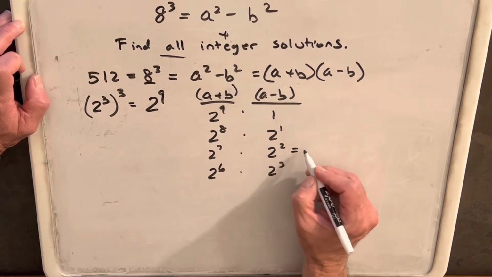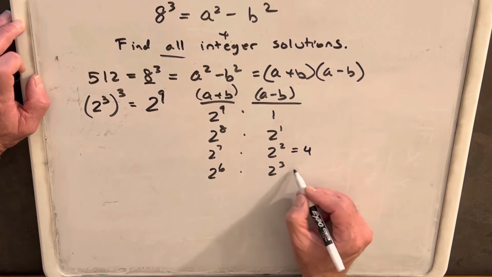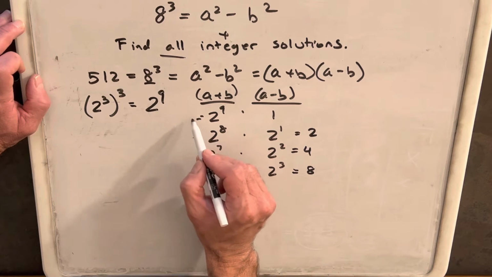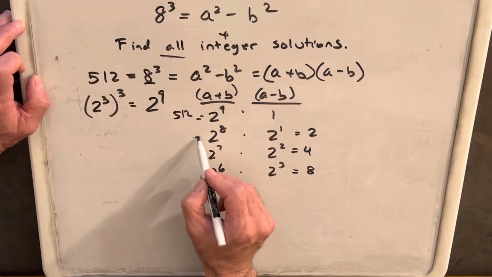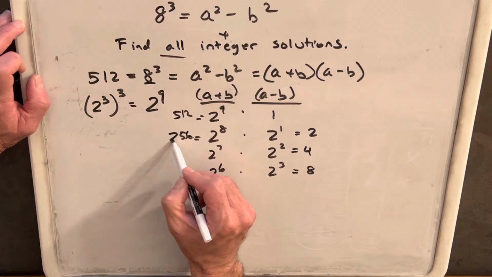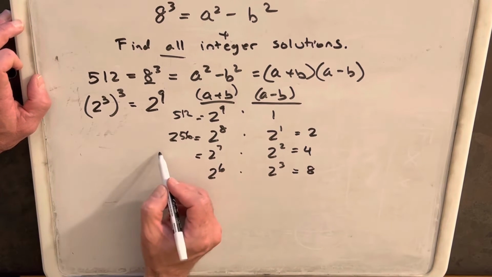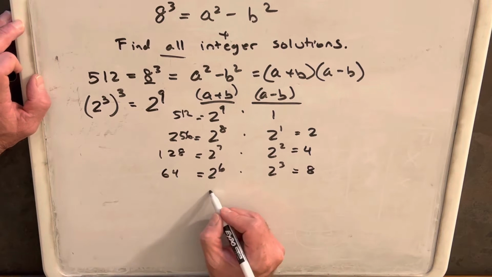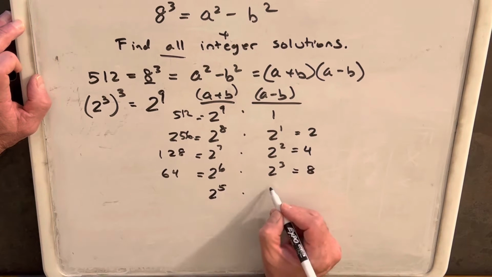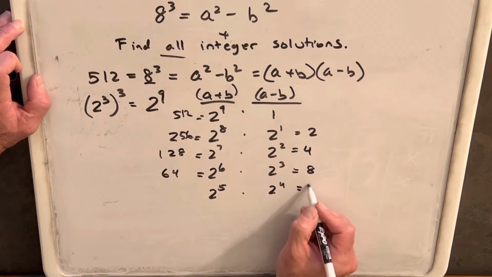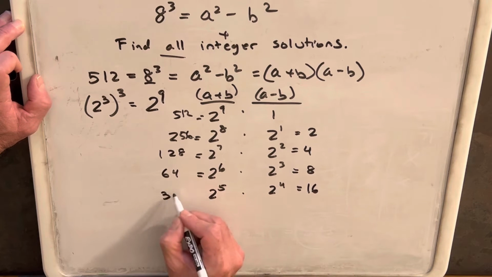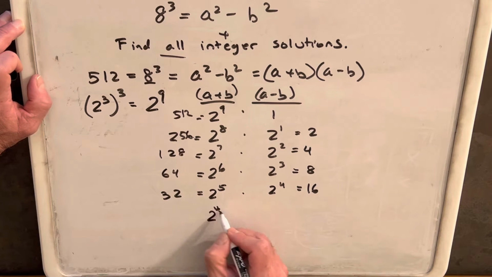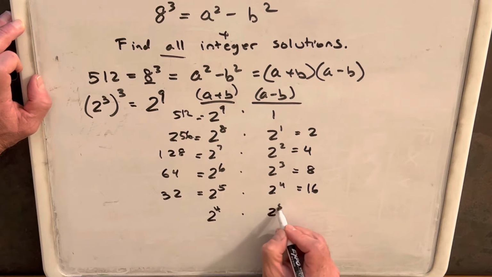Let's actually write in the values. This is 512. This is 256. Oh no, I'm having a hard time writing. This is 128. This is 64. Then we could have 2 to the 5 times 2 to the 4. This is 32, and this is 16. We could have 2 to the 4 times 2 to the 5.